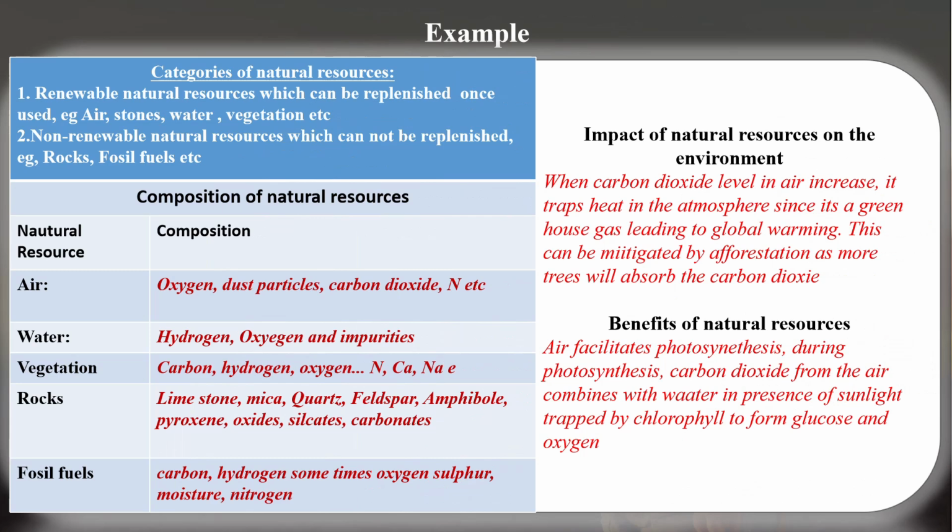You pick one natural resource, you give its category, like the rocks. The rocks are non-renewable natural resources. The reason being they cannot be replenished once they are used up. Then we also use the rock as an example. Rocks are composed of limestone, mica, quartz, feldspar.